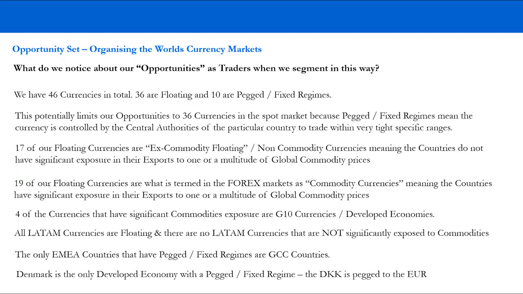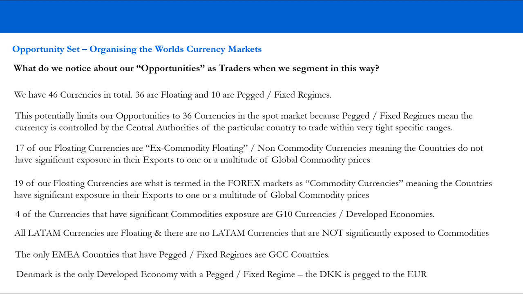Again, we'll look into these things properly in video number 2, but for now, we just need to get this principle down, which is we have to start segmenting and defining currencies based on their opportunities and risk, i.e. their volatility. And by doing so, we create our opportunity set. The opportunity set is essentially working out where the opportunities lie to make money as traders. So we've got 46 currencies in total. 36 of them are floating, and 10 of them are pegged or fixed regimes.